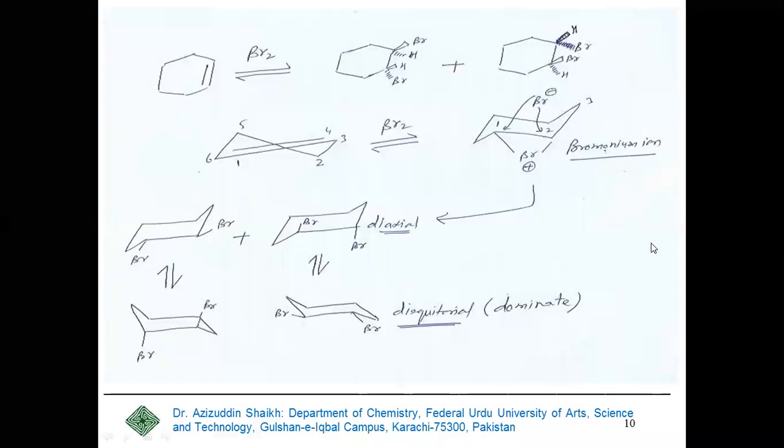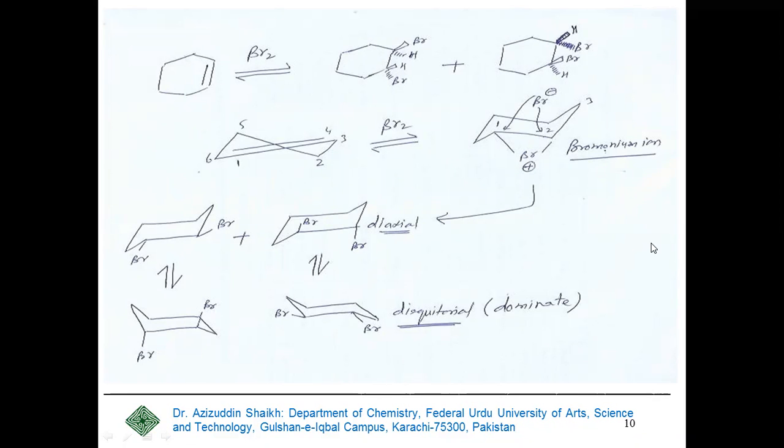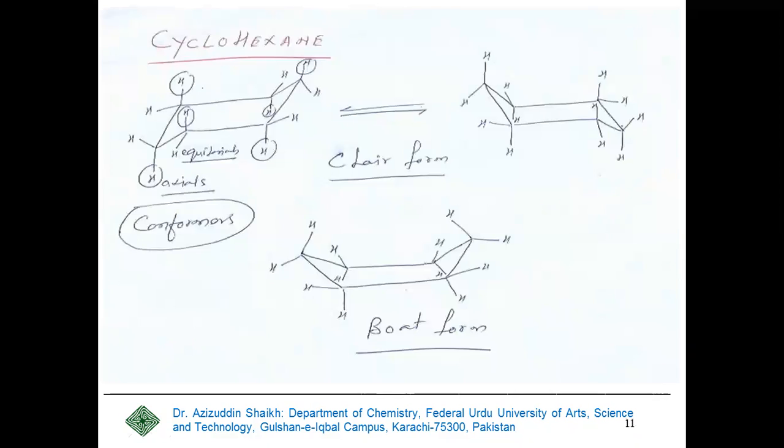So this is the stereochemistry, and there are two different things. One is the anti-addition, the trans product is obtained. The second is that stereochemistry is there, and a racemic mixture is formed. So this is the idea of addition of halogens to the carbon double bond.